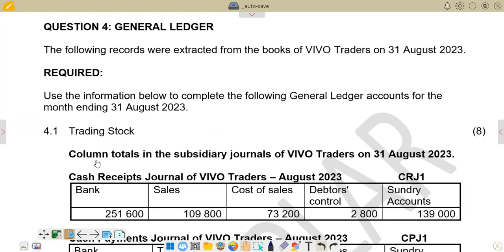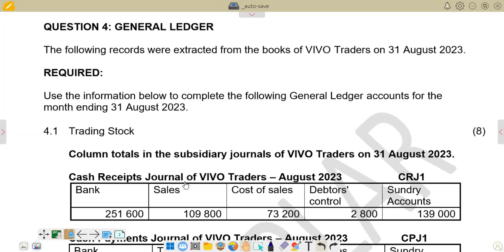So we are given column totals in the subsidiary journals of Vivo Traders on 31 August 2023. Remember, subsidiary books represent our books of original entry, where we enter transactions taking information from the source documents, and after the subsidiary books, we need to post the transactions in the ledger accounts. Remember, we have three different types of ledgers: the purchase ledger, the sales ledger, and also the general ledger. According to this, the trading stock account is classified under the general ledger.